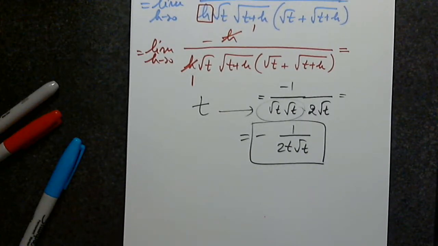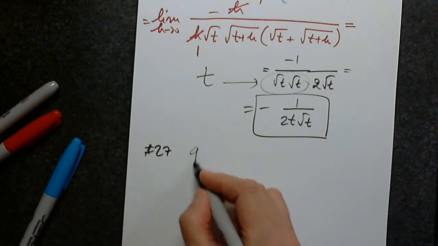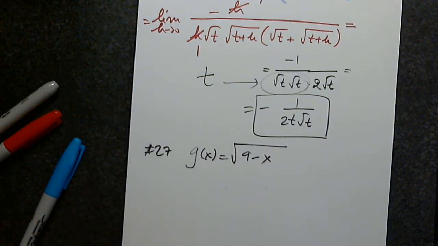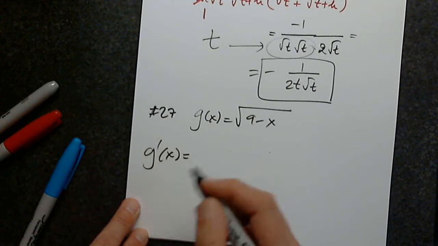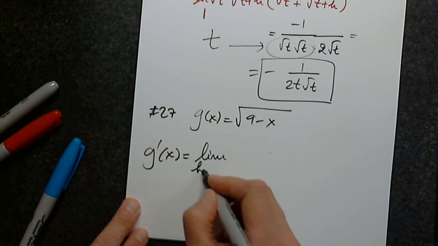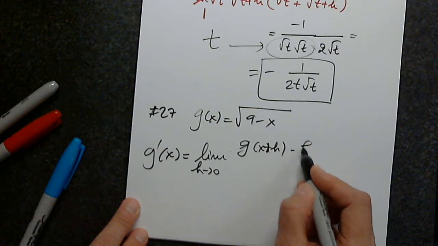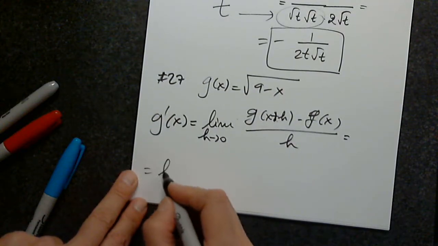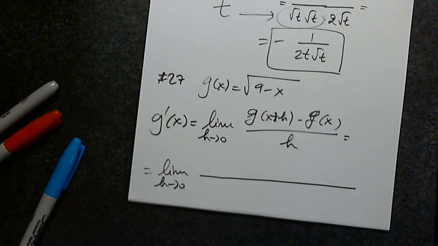Okay. So the next one we decided to be 27. I think this is g of x, the square root of 9 minus x. So the same definition. Please write the definition so you get used to it. Limit as h approaches 0 of g of x plus h minus g of x divided by h, and then fill it in. Please tell me what to write.